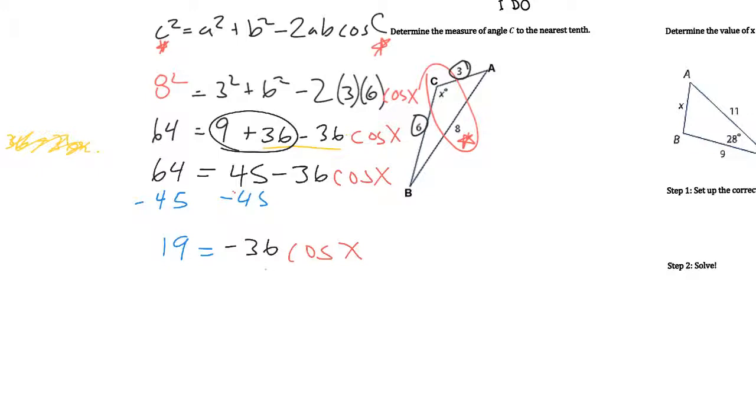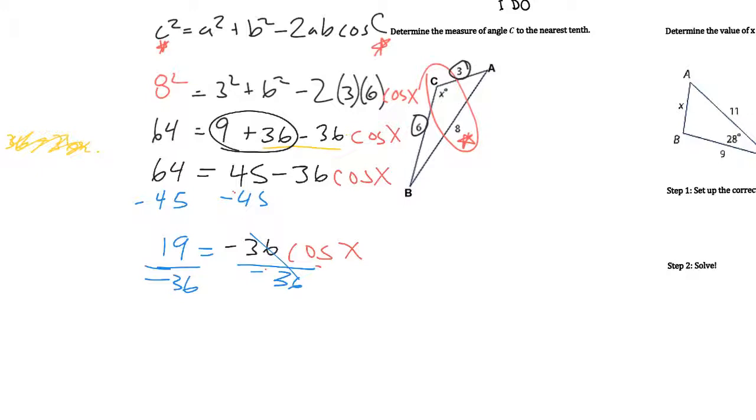Now again, this is just 36 times a number. To get the cos x by itself, I got to do the inverse. So I'm going to divide by negative 36. So cos x equals 19 divided by negative 36.